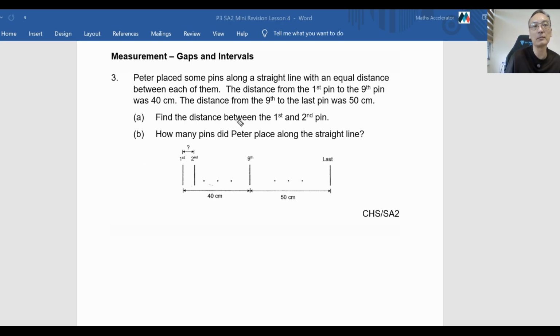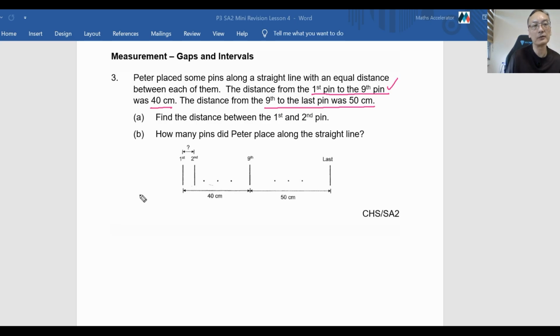After reading, remember we have to underline the keywords. We know that we have 9 pins altogether, first to the 9th, and the distance is 40. The distance from the 9th pin to the last pin is 50 cm. Find the distance between the first and second pin. So we will make use of the first set of information here to solve part A.